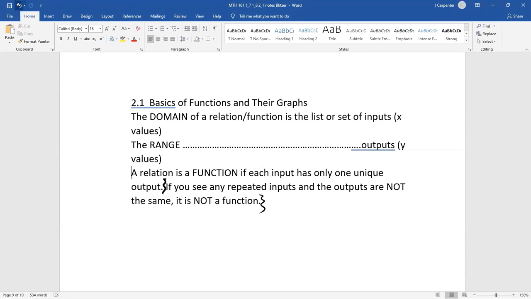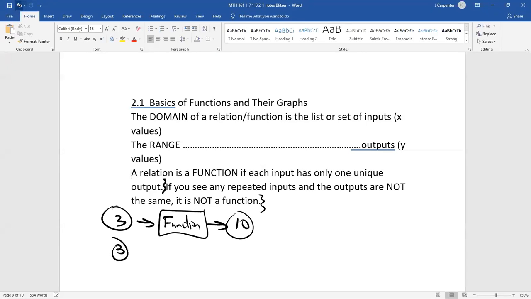So each input can only have one unique output. So I'm saying if you put 3 into your function, this is just typical notation that we'll never use again, and it spits out a 10. So if I put 3 in again, I'm just going to write f this time, then it should spit out a 10. Then it's still a function.